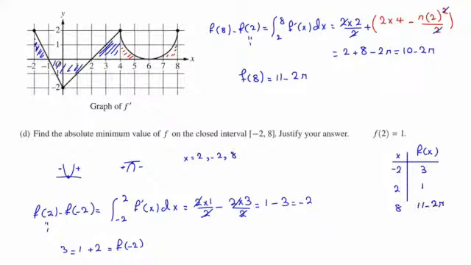Now we want to find the absolute minimum. Obviously, 1 is the answer, because 11 minus 2 pi is around 11 minus 6 point something, since 2 pi is about 6.28. If you subtract, it will be greater than 4. So the answer here is f of 2 equal to 1.